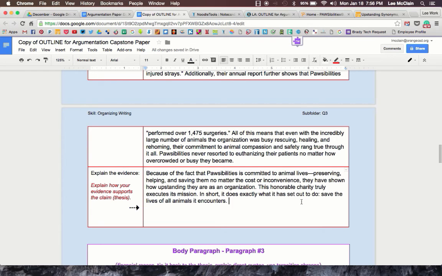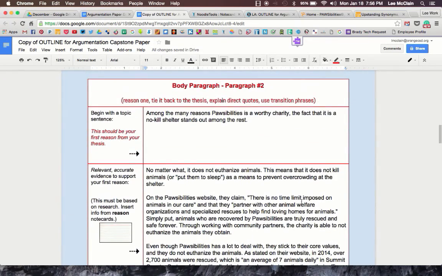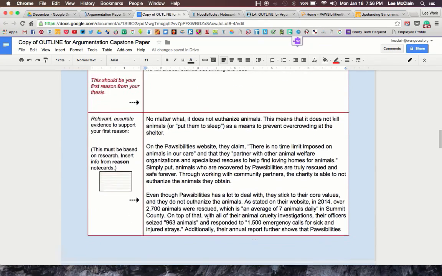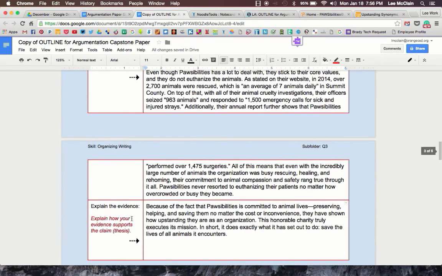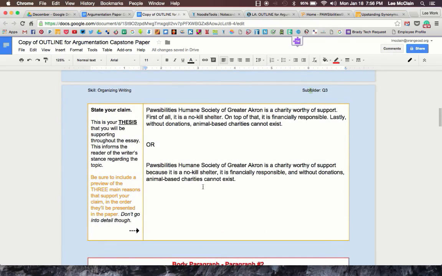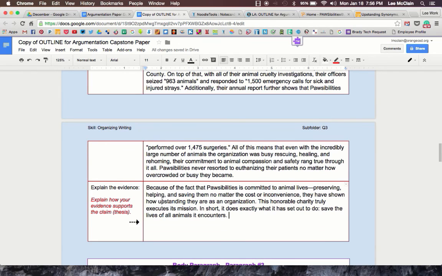Okay, so now what I need to do is reread my entire red paragraph. I need to make sure that all of my evidence is explained. I need to make sure that I have actually drawn a link between what is here and what is here. That's the whole point of this box. I'm trying to connect or link it to the thesis statement.